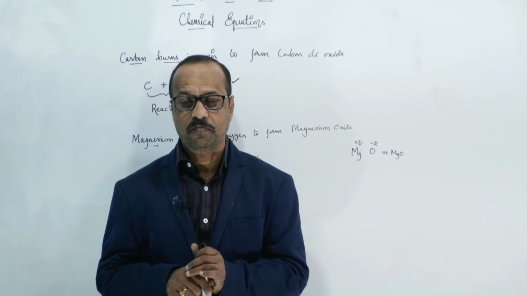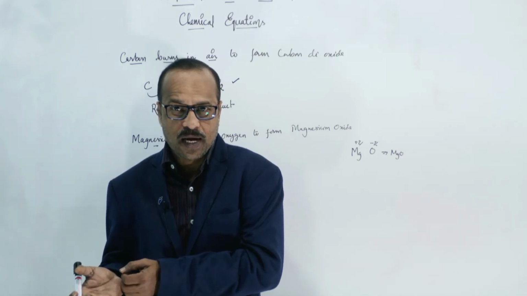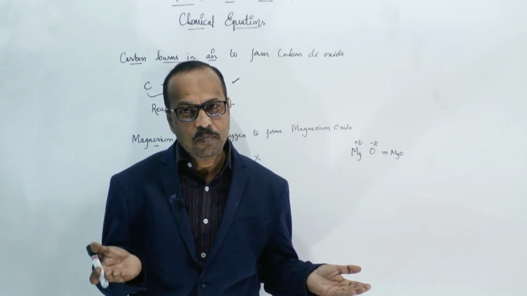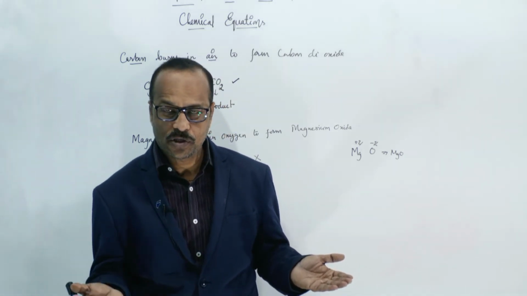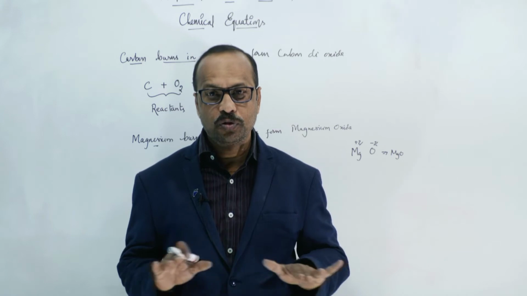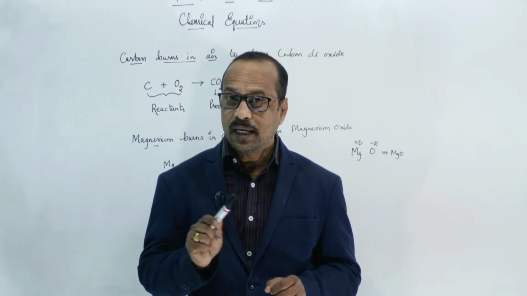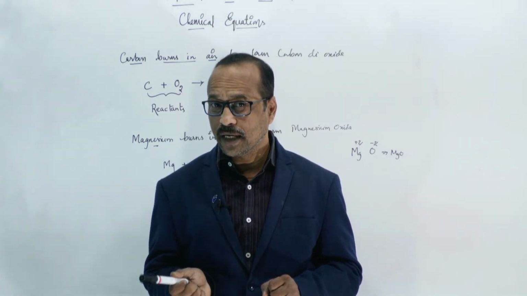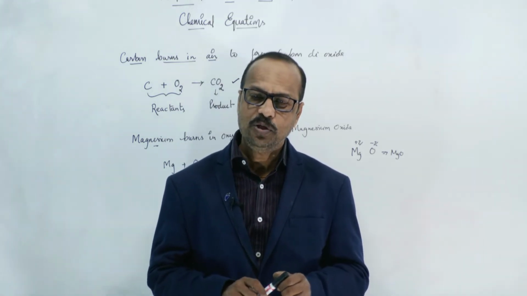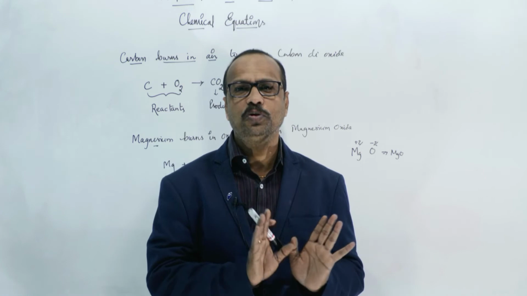According to this law of conservation of mass, the total mass of the reactants should be equal to the total mass of the products. How much mass of reactants you take, after the reaction the product's mass also should be the same. Both should be equal. So the law of conservation of mass says that mass can neither be created nor destroyed during a chemical reaction. During chemical reaction means what? How much mass of reactants you take, the same mass of the product also should be.